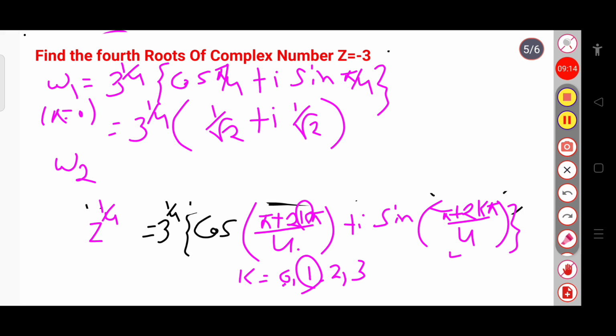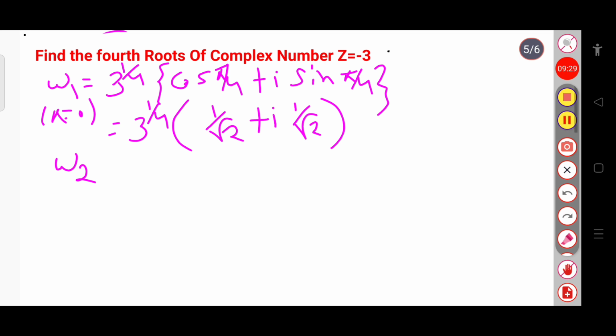And for w3 you have to put k equal to 2, and here you have to put the value of k equal to 2 in the cosine and sine term, and similarly you can calculate this fourth root. Now you can calculate these things. I am writing here the final answer, and you have to calculate it.